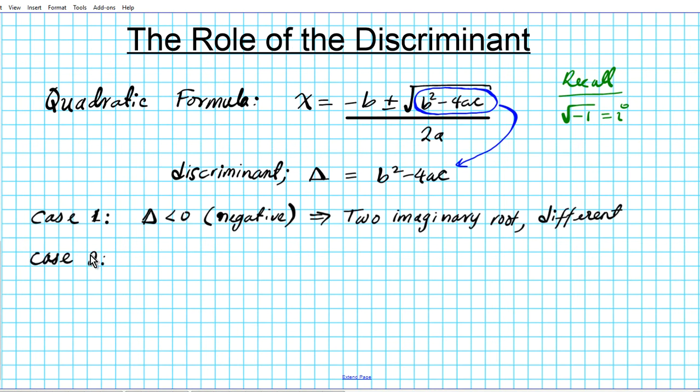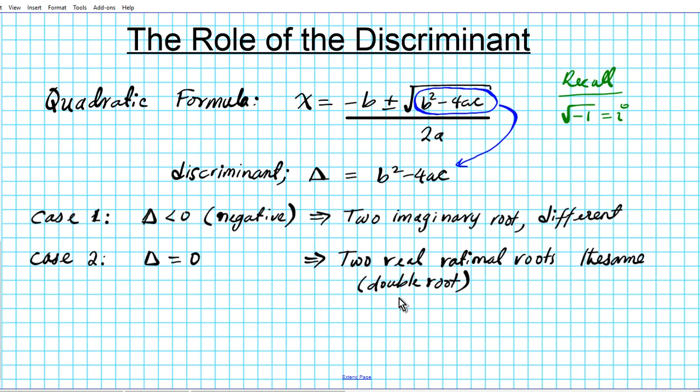Case 2, what if your discriminant is equal to 0? If you have a 0 discriminant, that means that you're going to have 2 real rational roots that are the same. 2 real rational roots that are the same. This is a special case known as a double root. You have 2 identical rational real roots.